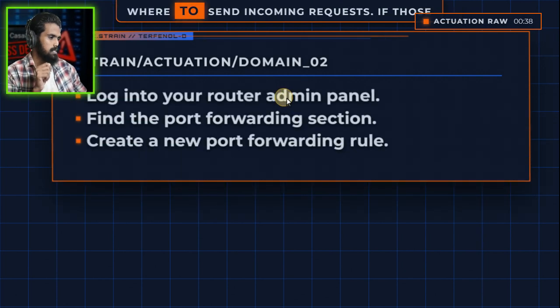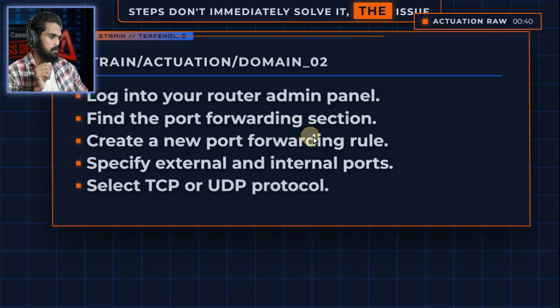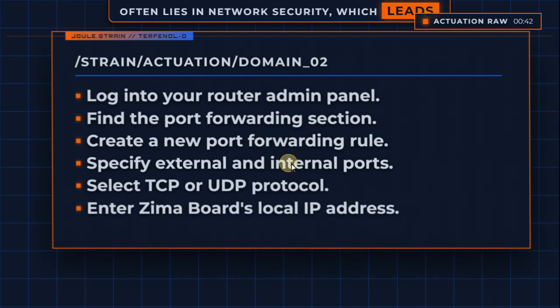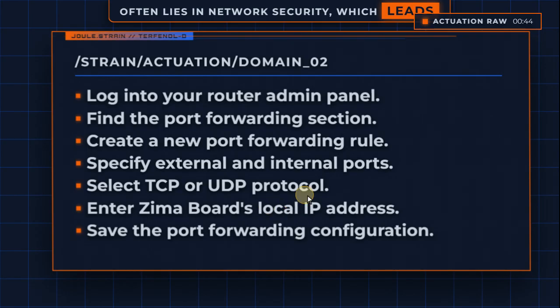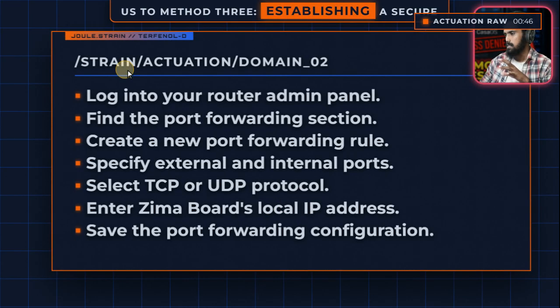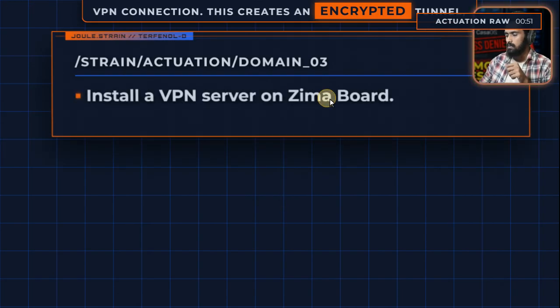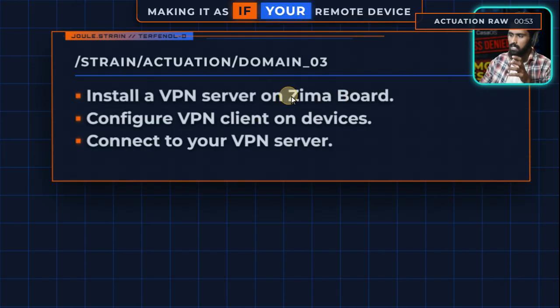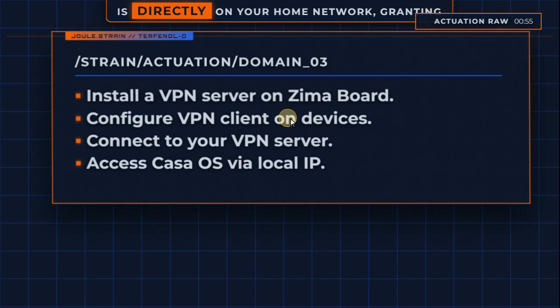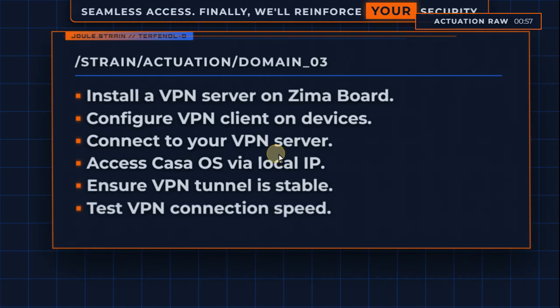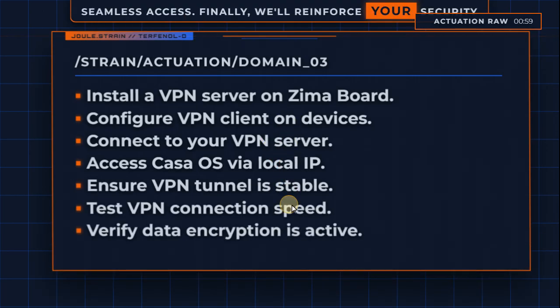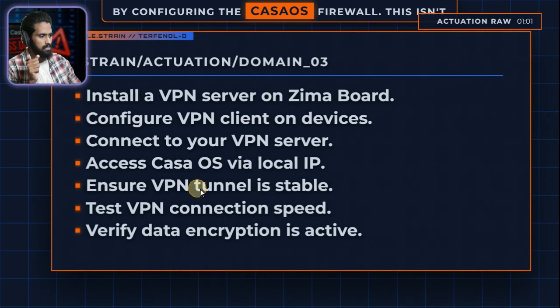If those steps don't immediately solve it, the issue often lies in network security, which leads us to method 3, establishing a secure VPN connection. This creates an encrypted tunnel, making it as if your remote device is directly on your home network, granting seamless access. Finally, we'll reinforce your security by configuring the CasaOS firewall.